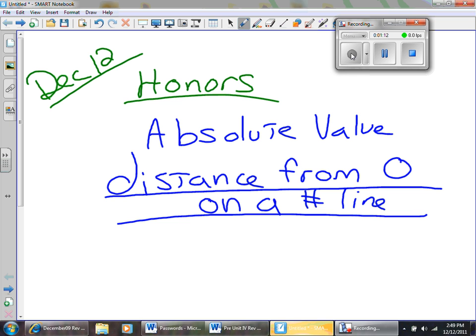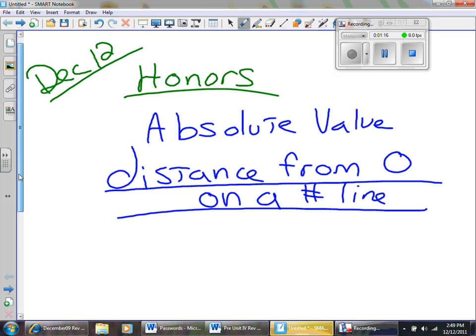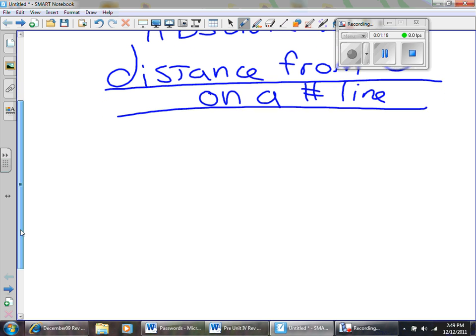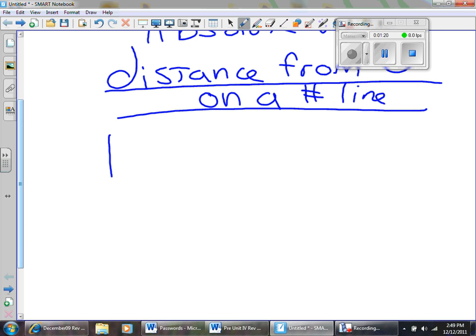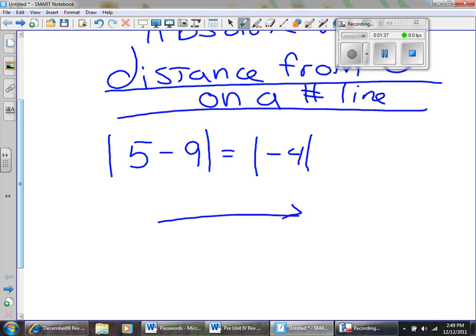So that means that a lot of problems will have more than one answer. Let's look at a simple problem, something like this. 5 minus 9, we need to take the absolute value of that. Just like if these were parentheses, we would do what's inside first. And we would do 5 minus 9 and get negative 4. Now, we think of a number line and we ask ourselves, how many spaces from 0 is negative 4 on a number line?